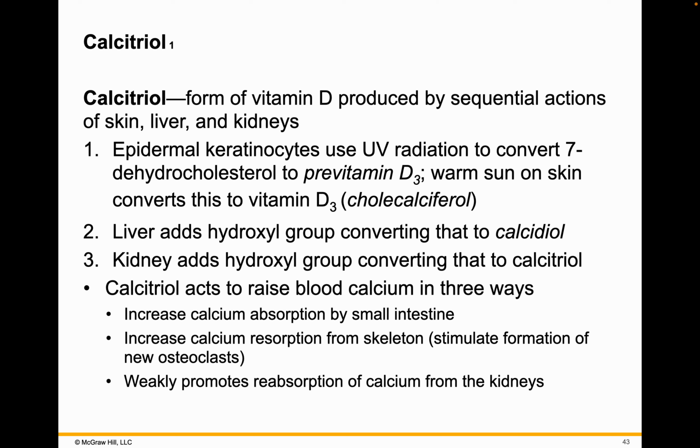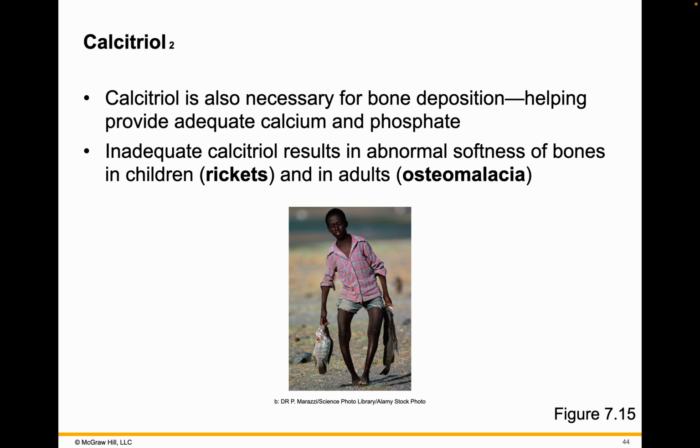calcitriol. And calcitriol acts to raise blood calcium in 3 different ways. It increases calcium absorption by the small intestine, it increases calcium resorption from the skeleton, and it weakly promotes the reabsorption of calcium in the kidneys. Calcitriol is also necessary for bone deposition. It helps provide adequate calcium and phosphate. If there's inadequate calcitriol, we get abnormal softness of bones. If that happens in children, it is referred to as rickets. In adults, it would be osteomalacia.